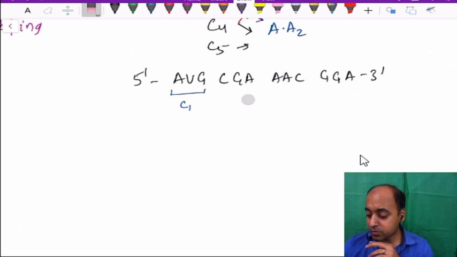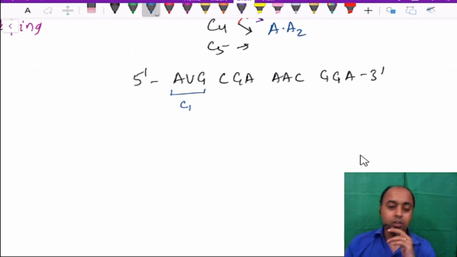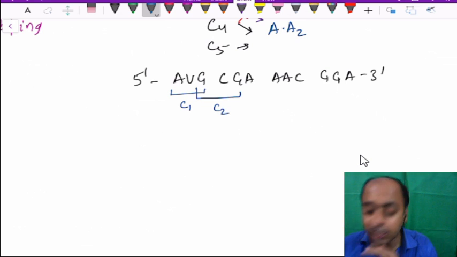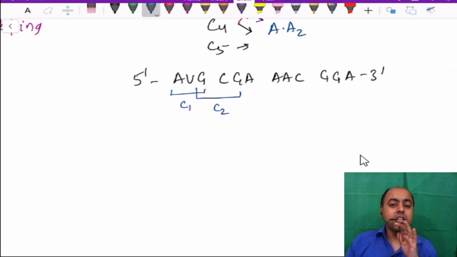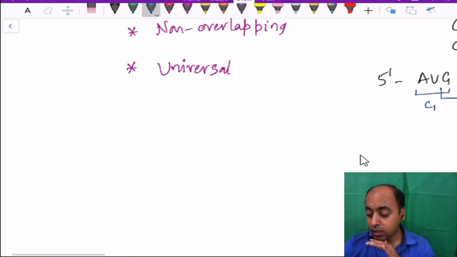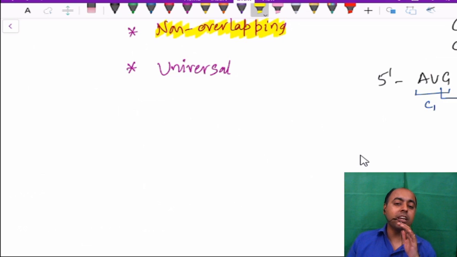Alternately, sometimes what can happen? You may decide, okay, G is a very good nucleotide, let's start our second codon from here. Again, this is not allowed. Once a nucleotide has been used for a codon, it cannot be used for any other codon. The genetic code is non-overlapping. A nucleotide can be used for only a single codon. We cannot use it for multiple codons. This is the non-overlapping nature.